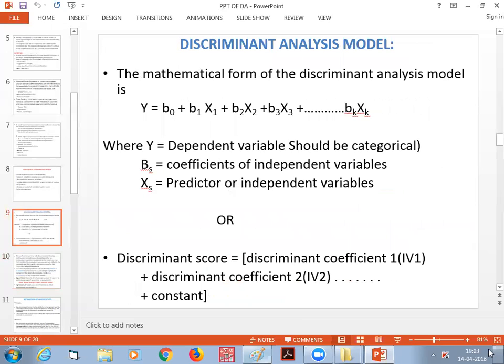Okay. So based on the discriminant score, we are going to classify an individual or an object as belonging to either the first group or the second group. So that discriminant score should be compared with what? Some benchmark value, a standard cutoff score. So what should be the cutoff score to classify whether it belongs to the first group or second group? We'll come to know in the coming slide. Okay, how to choose the cutoff value, the benchmark value.